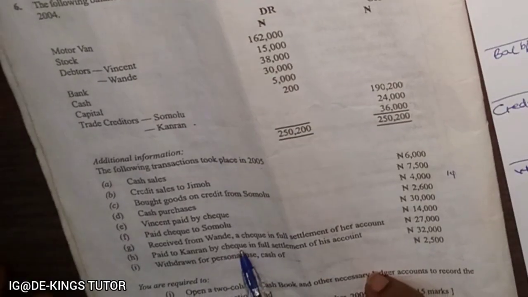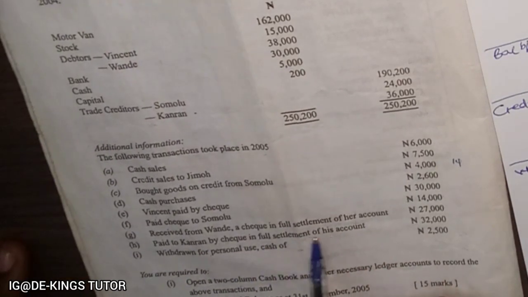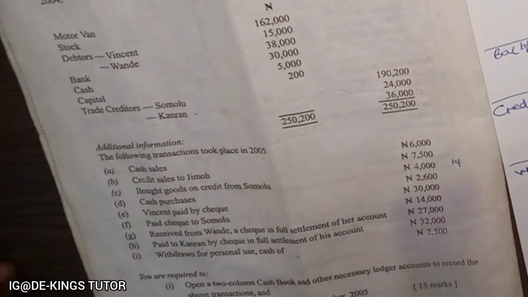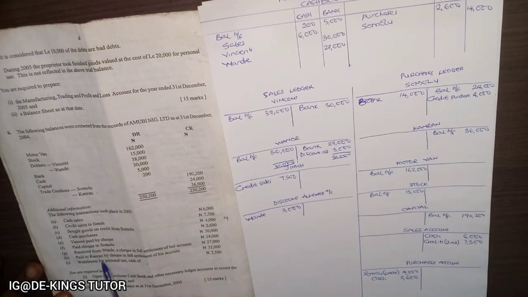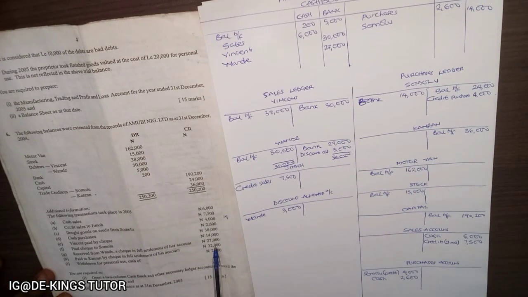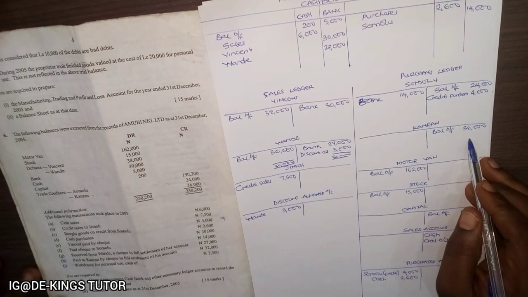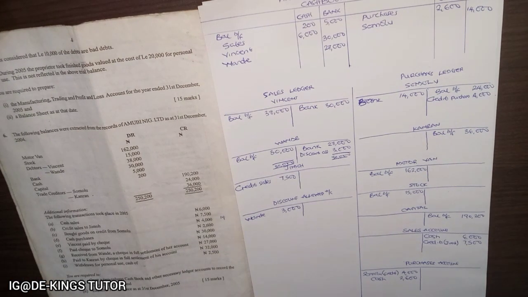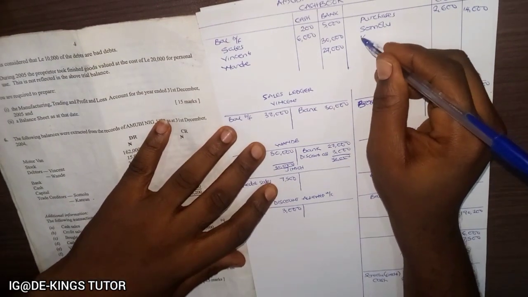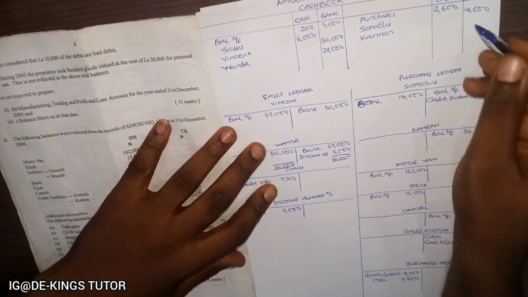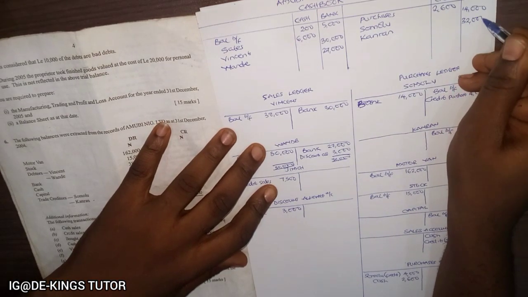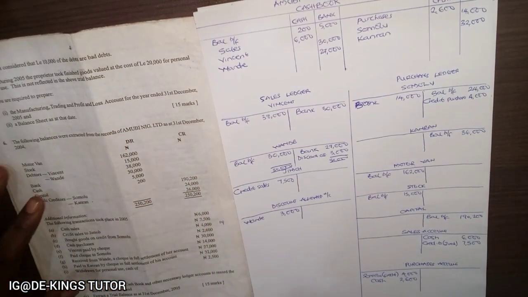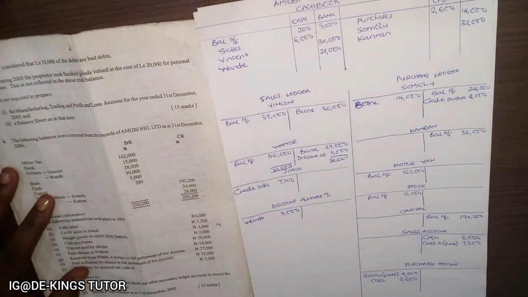Paid to Kara by check in full settlement of his account. We paid also to somebody that we are owing. Kara is our creditor. We paid Kara by check in full settlement of his account, 32,000. We are owing Kara 36,000, but it said we paid this in full settlement. That means we are no longer owing. So the first thing is it will be posted here. Kara, we paid to him by check. How much? 32,000, in full settlement of his account.